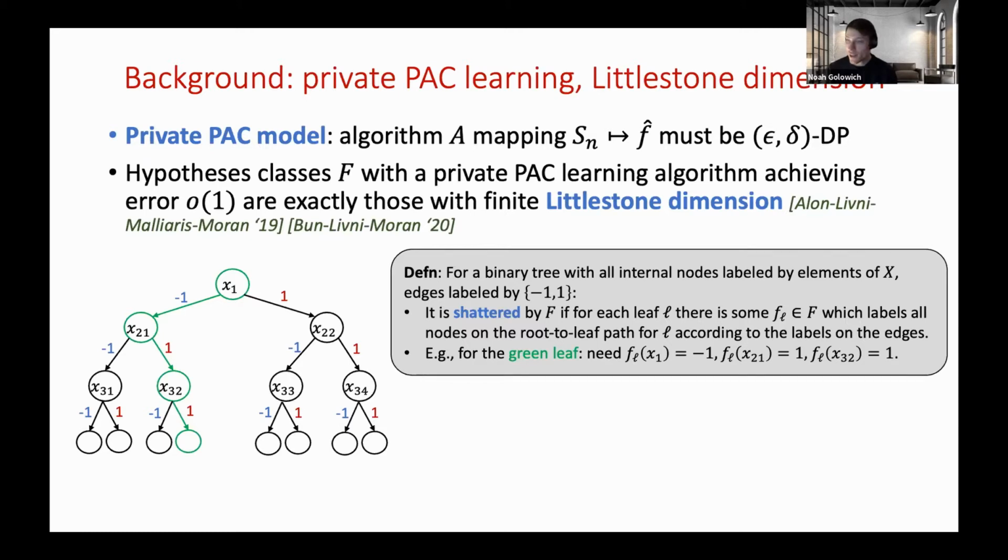So this can be a little confusing. It's instructive to consider an example. So consider the green leaf in this tree here. What we want for this leaf L is that there exists some hypothesis f_L so that f_L of x1 is equal to the label of this edge, namely -1. f_L of x21 is equal to 1. And f_L of x32 is equal to 1. And we want such a hypothesis f_L to exist for each leaf. And there's going to be different hypotheses for each leaf.